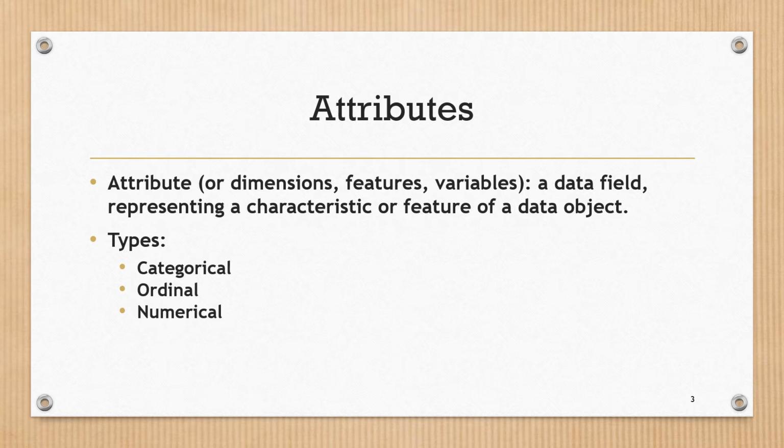Attributes of a data object, also known as dimensions, features, or variables, is a data field representing a characteristic or feature of a data object. A set of attributes used to describe a given object is called an attribute vector or feature vector.